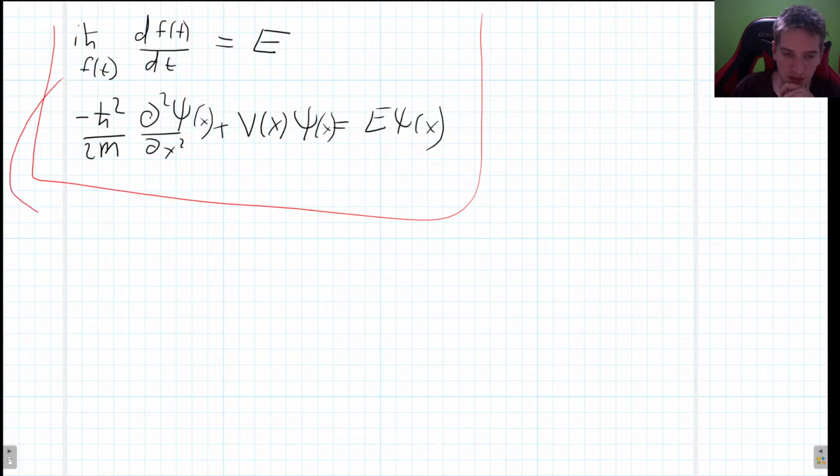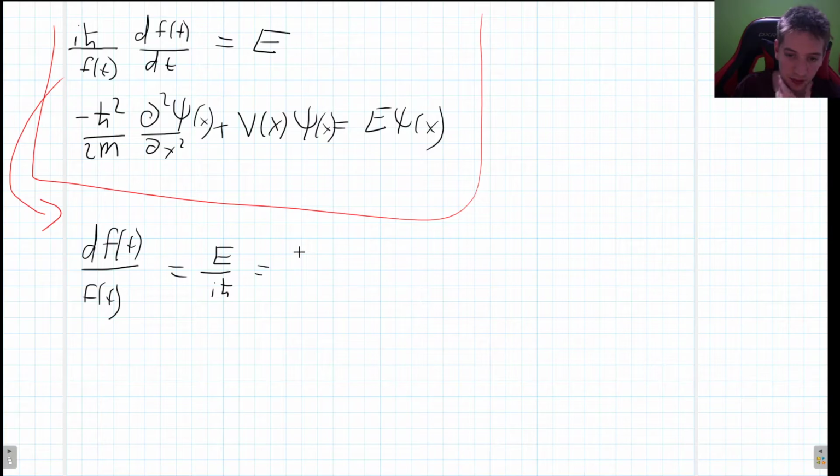So let's begin by solving the first one. This first equation, I hope you don't have much trouble with it. This is a regular differential equation. You can here just separate the variables and just integrate. So you get df of t over f of t, and this is equal to E divided by i h bar dt, which is the same, and I like this better, as minus i E divided by h bar times dt. So now we just integrate.